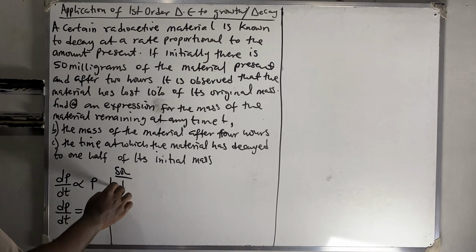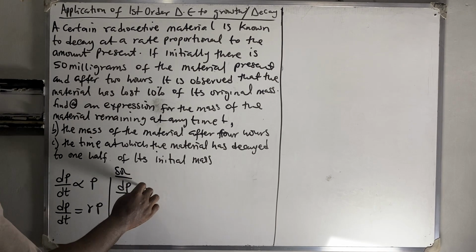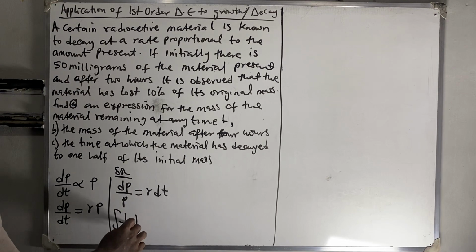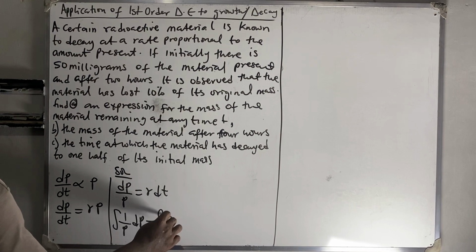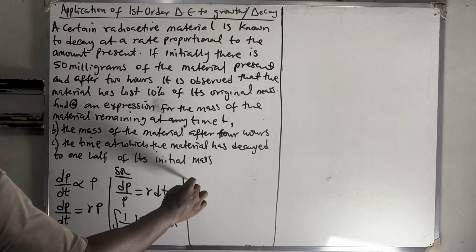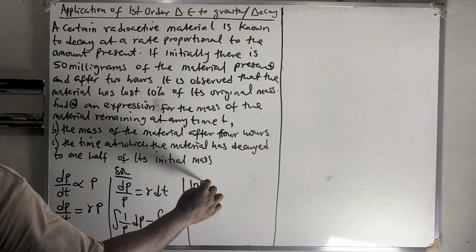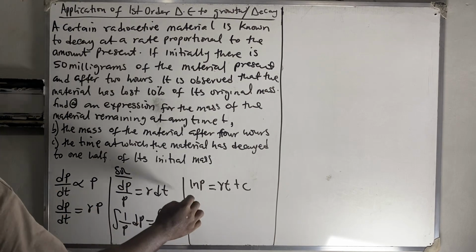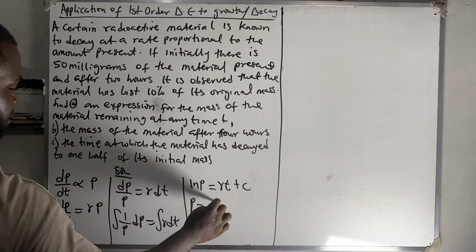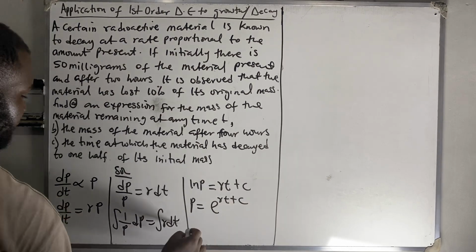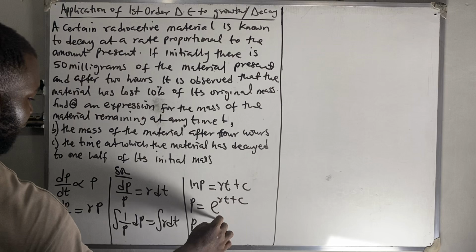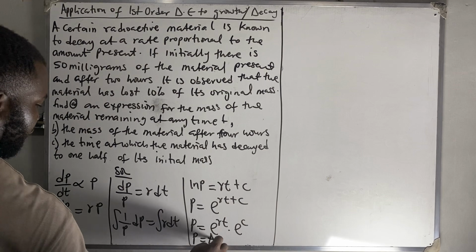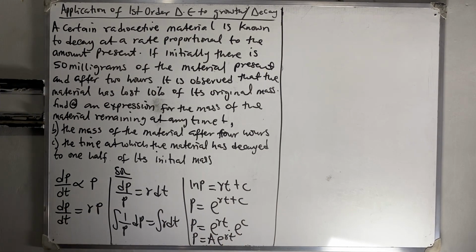So this is a first order differential equation and it is separable. If we separate it, I'm going to have dP over P is equal to R dt. So if we integrate both sides, I'm going to have the integral of 1 over P dP is equal to the integral of R dt. Integrating this, I'm going to have that ln P is equal to Rt plus a constant. So my P will now be exponential of Rt plus a constant. So my P becomes exponential Rt multiplied by exponential C. Therefore my P will now be A exponential Rt. So that is the formula we are going to be using.